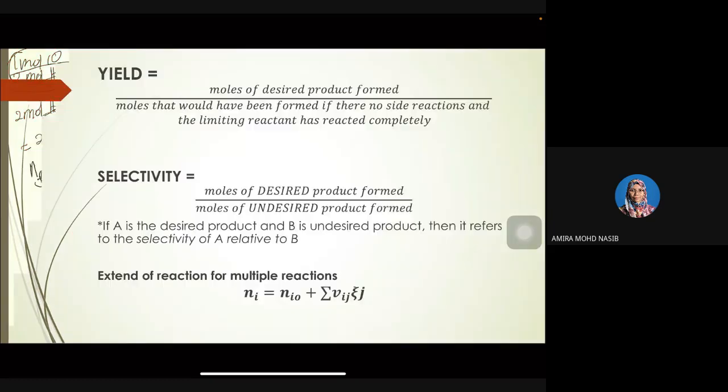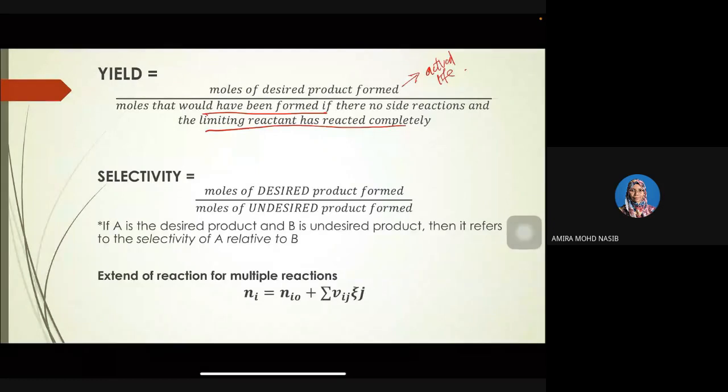Okay, right. Next. There are another 2 formulas that you need to know, which are yield and selectivity. What is yield? Yield is moles of desired product formed in actual life, divided by moles that would have been formed if there were no side reaction and the limiting reactant had reacted completely. And the second one is selectivity: moles of desired product divided by moles of undesired product.